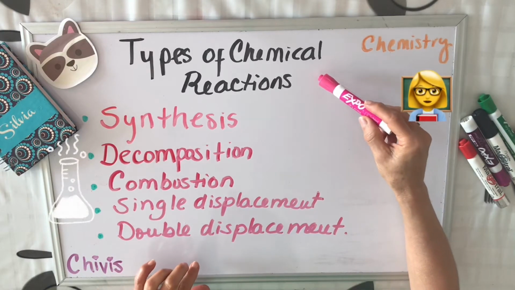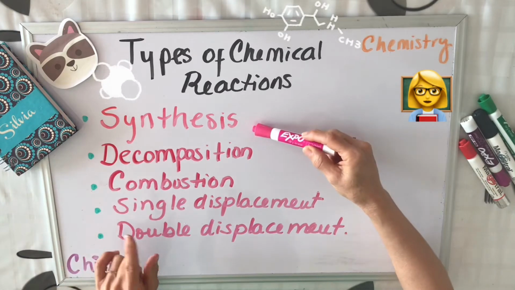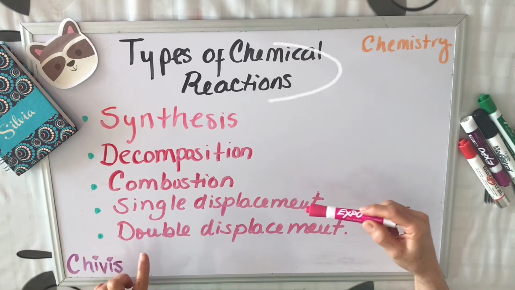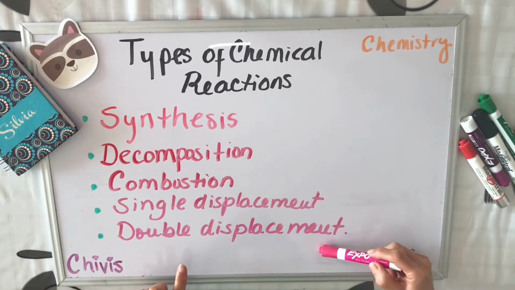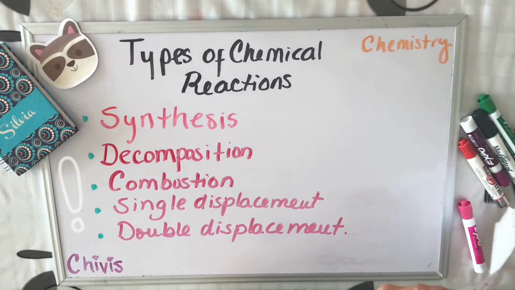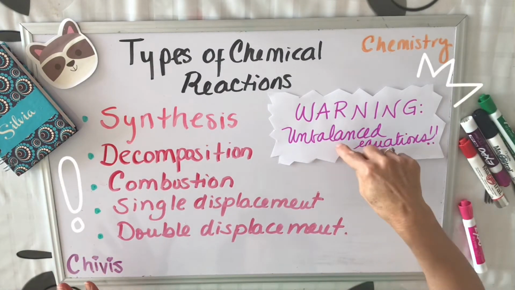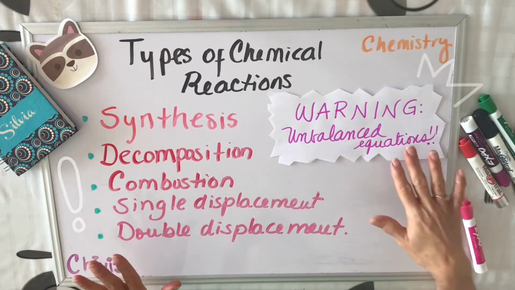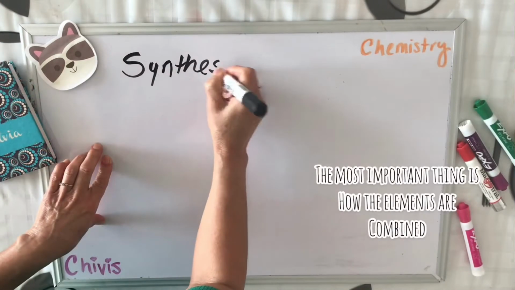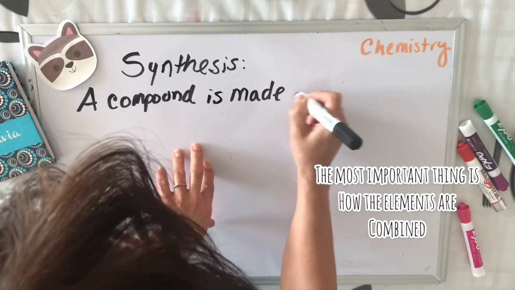Today we are going to talk about chemical reactions, 5 chemical reactions: synthesis, decomposition, combustion, single displacement and double displacement. Before getting started, we need to remember that the following equation examples are unbalanced equations, because in this lesson the most important thing is how the elements are combined.